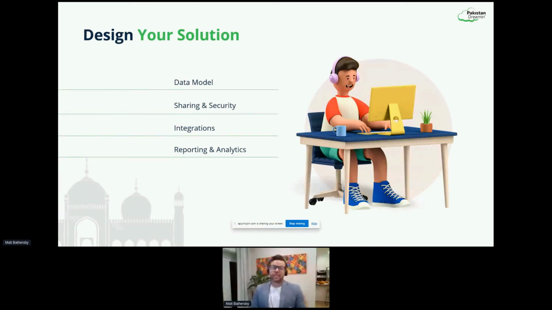Reporting and analytics is another important one to consider. Salesforce, we know, has some great reporting and analytics tools, but is it the right place? Is Salesforce out-of-the-box reporting enough, or do we need to consider things like Einstein Analytics, for example? Are there off-platform systems that we may need to use?